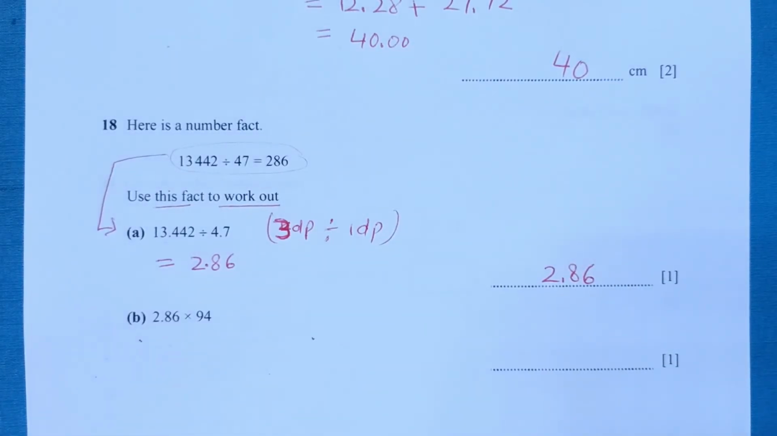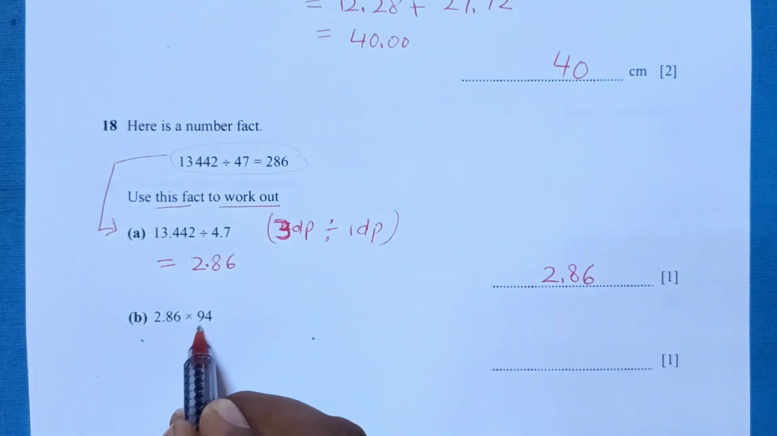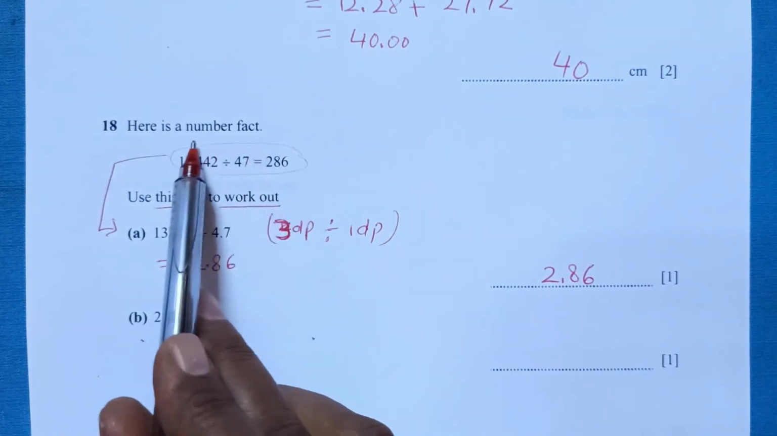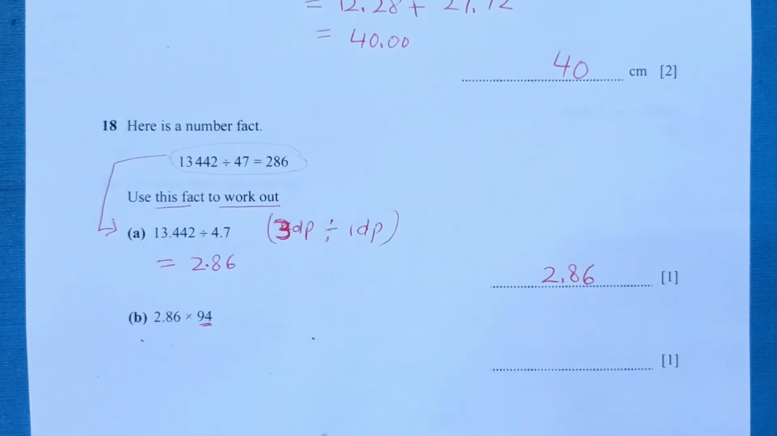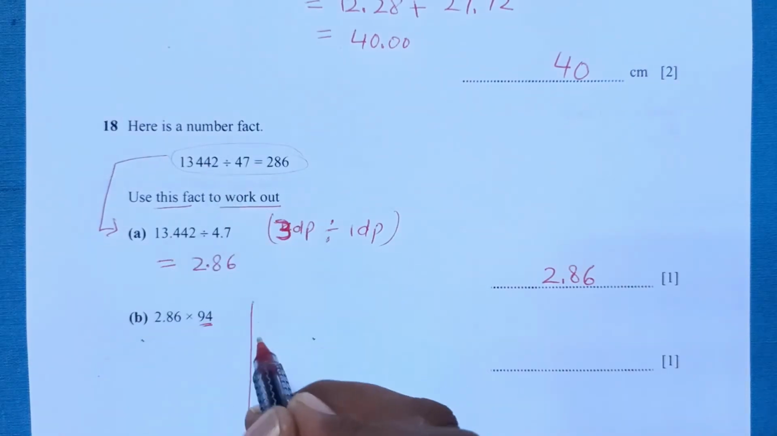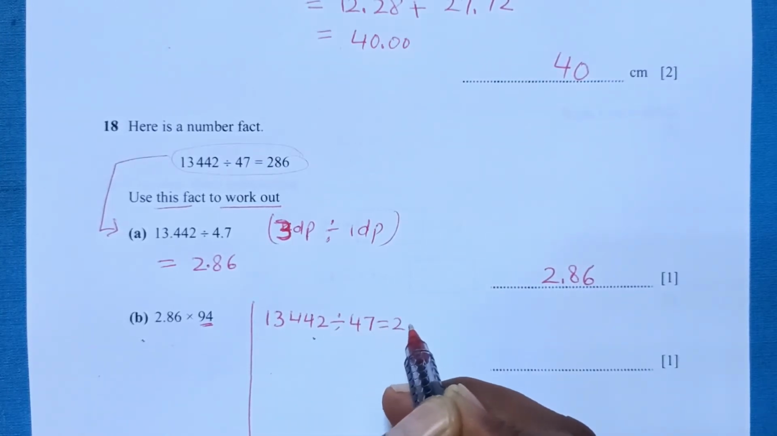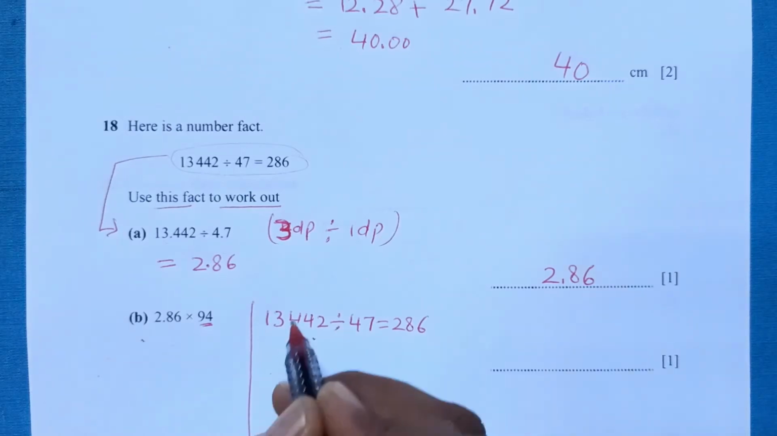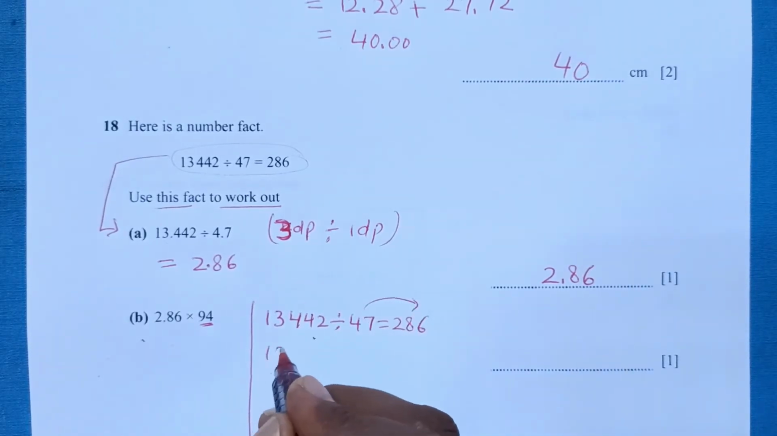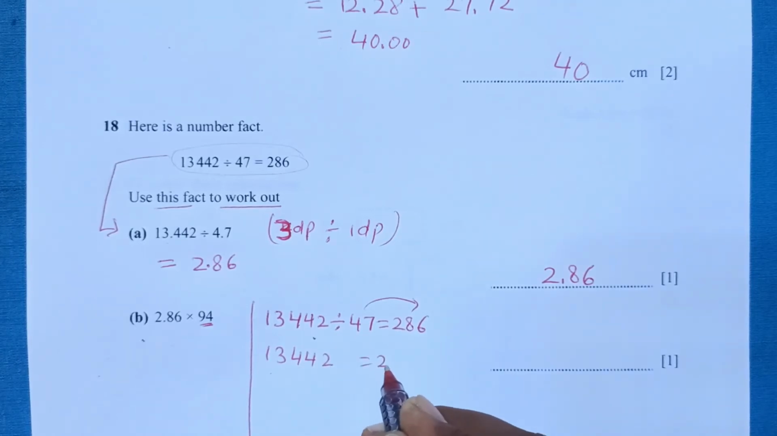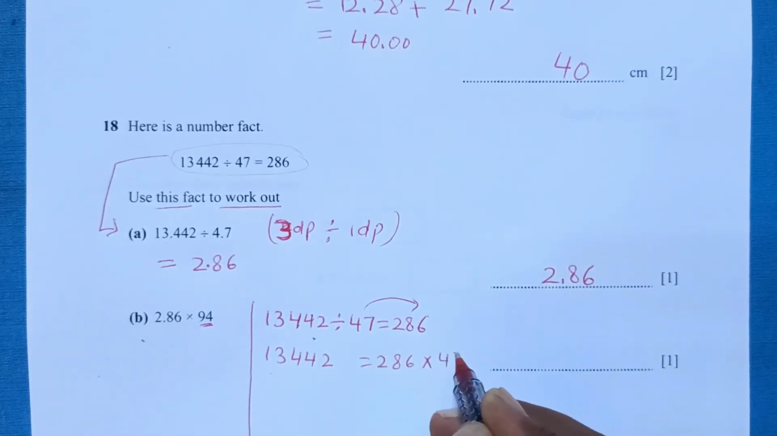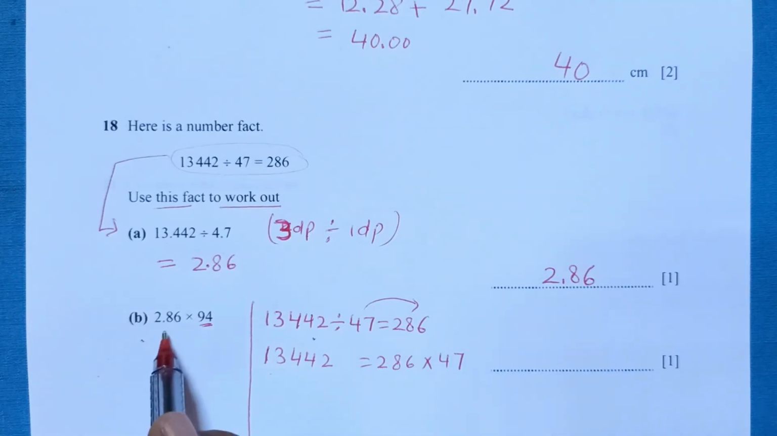Now part B, it's a bit different. You can see here it is 94, but in the question you don't see 94 anywhere. So let's make it that way. I can write it again: divided by 47 is equal to 286. If we shift 47 to the other side, you will get 286 times 47. So if you multiply 286 times 47, you will get this. So here you have 94.